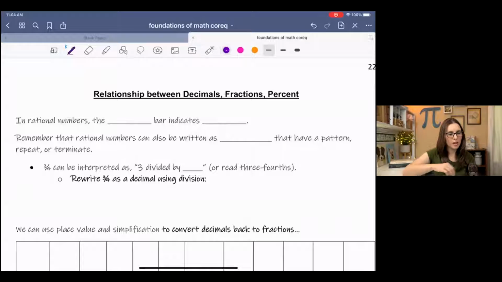Hello, in this lesson, you're going to learn how to convert between fractions, decimals, and percents. Remember that a rational number is anything that can be written as a fraction. So whole numbers, integers, natural numbers, anything that can be converted to a fraction is considered a rational number. In a rational number, the fraction bar indicates division.